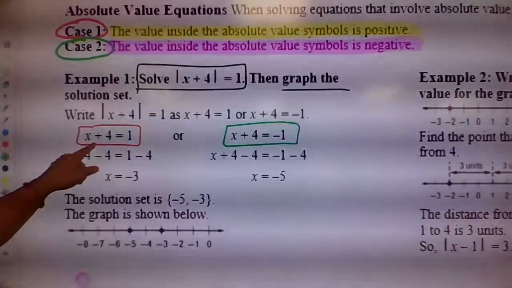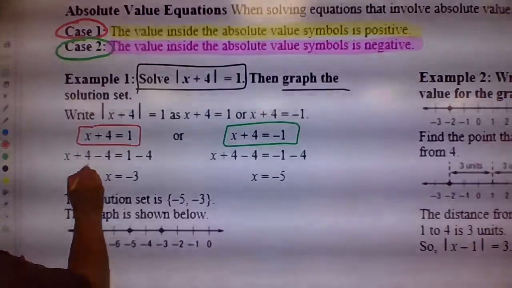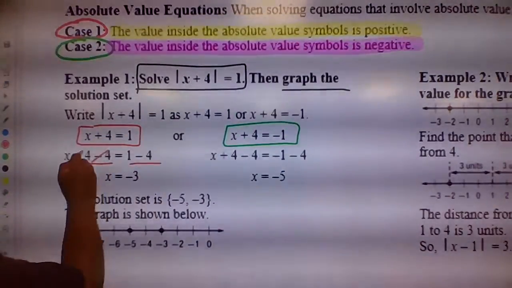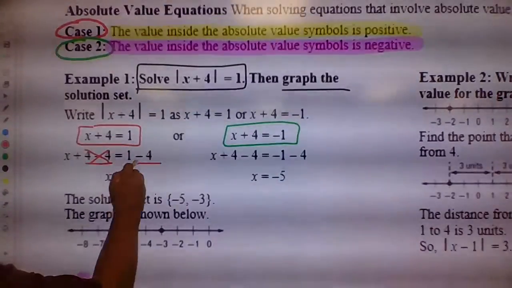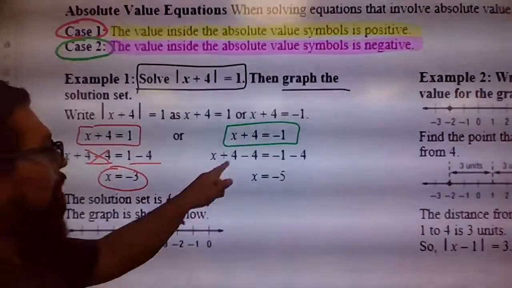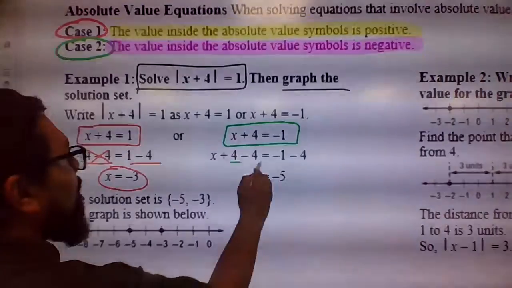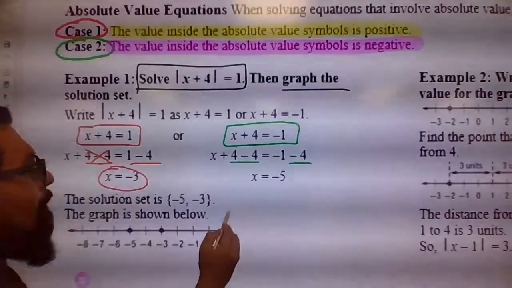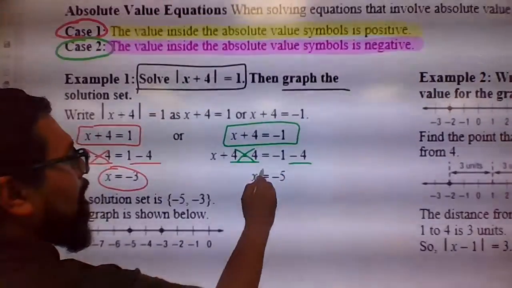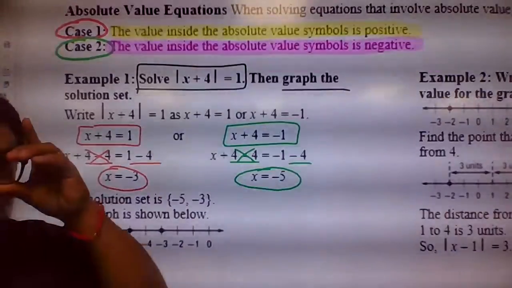So on this one, they're going to use the subtraction property of equality. They're going to go ahead and subtract 4, subtract 4. So this is 0, x. So 1 minus 4 equals negative 3. On this one, they're going to subtract 4 from both sides too. There it is. Subtract 4 from both sides. This is 0, x. Negative 1 minus 4 equals negative 5. So we got two answers, yes?